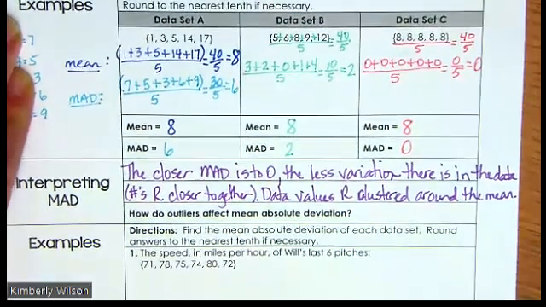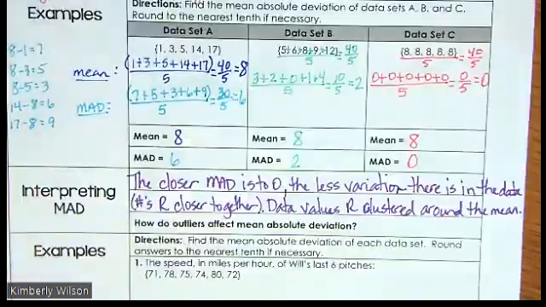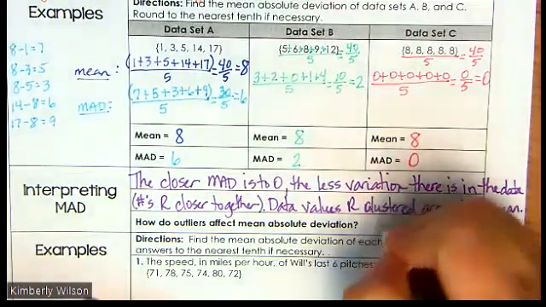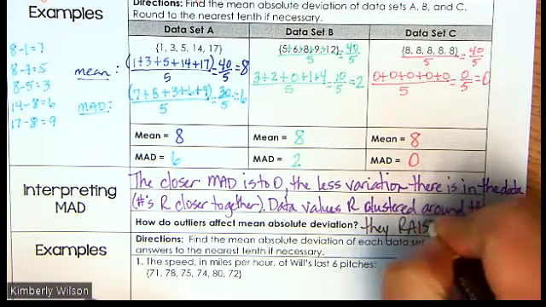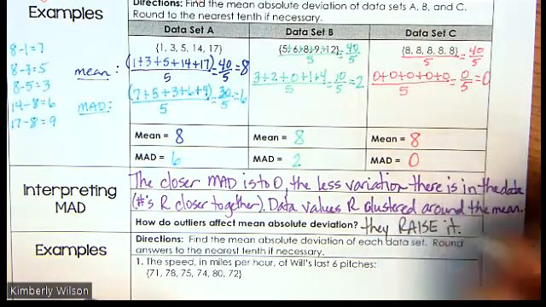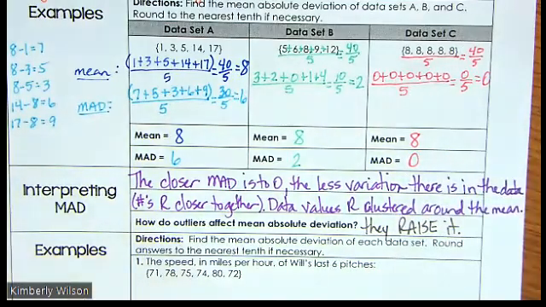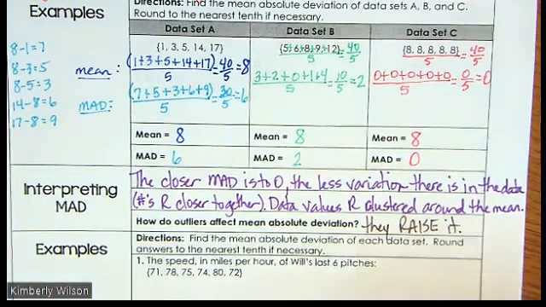Okay. How do outliers affect the mean absolute deviation? Okay, so let's talk about that. If there's an outlier, that means there's a larger variation. So therefore, they raise the MAD. They're going to make it higher because the difference between the numbers is higher. All right, let's work an example of what it's probably going to really look like when you have your problems.